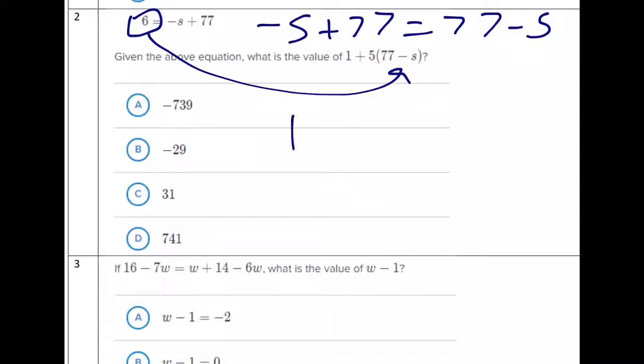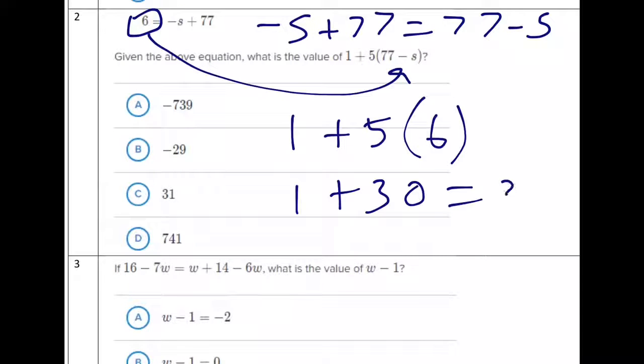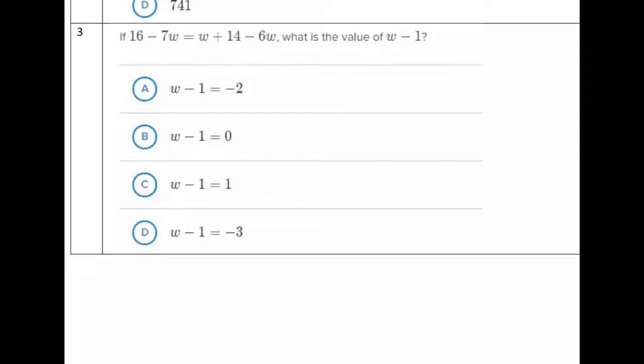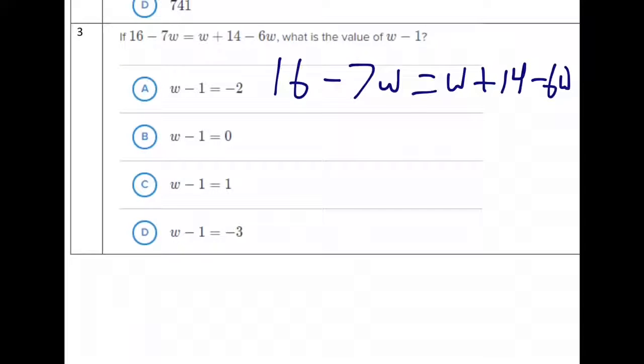And this gives us 1 plus 5 times 6, or 1 plus 30, which is just 31. C. Number 3. If 16 minus 7w is equal to w plus 14 minus 6w, what is the value of w minus 1? So the first step is to combine like terms here on the right side. And this gives us negative 5w plus 14.